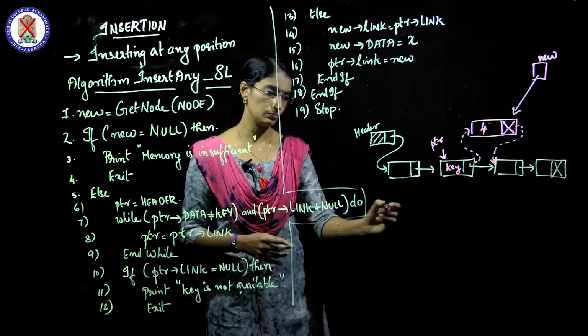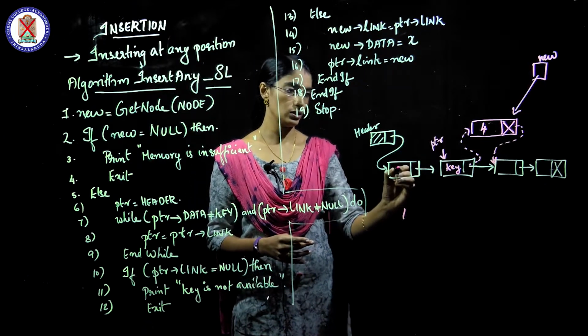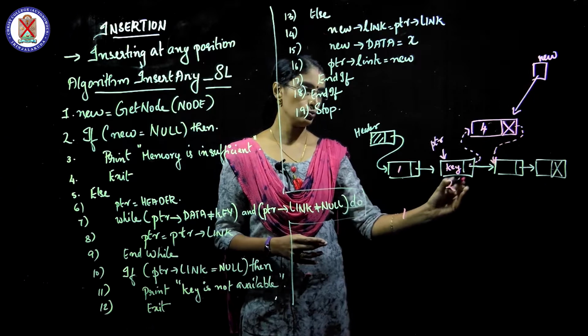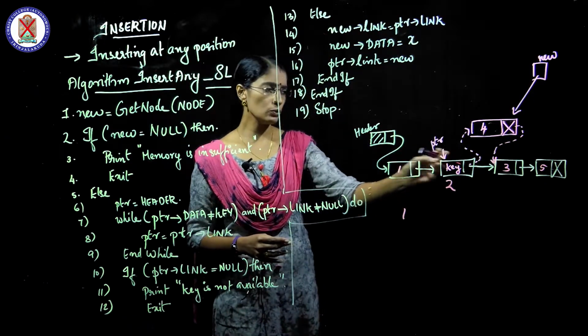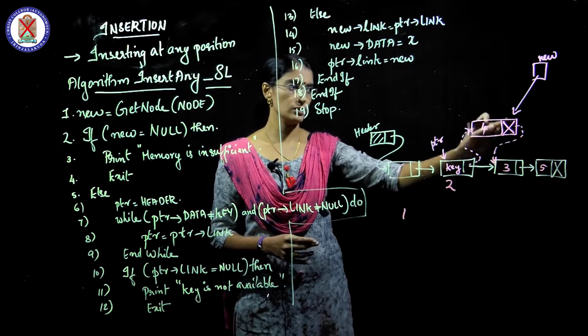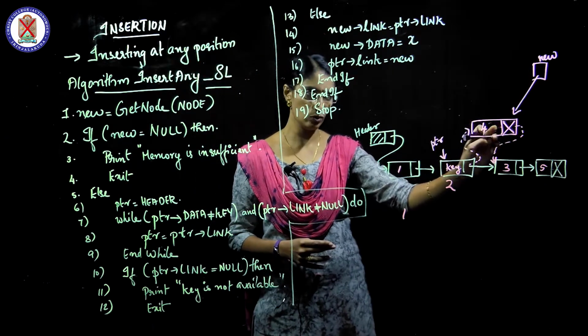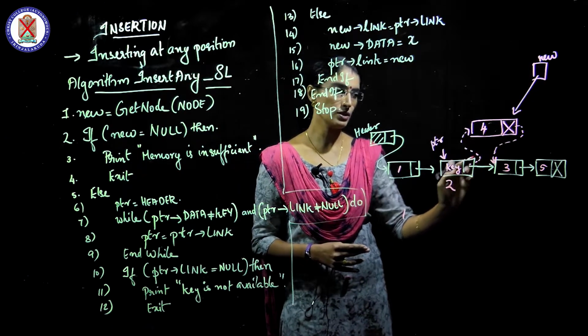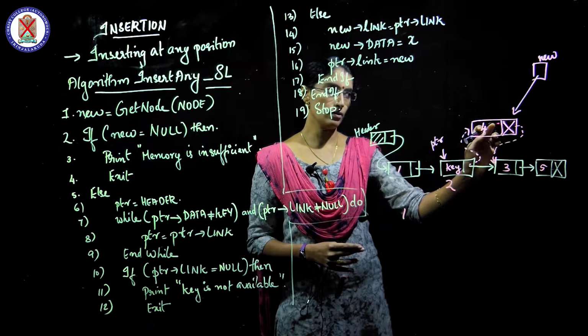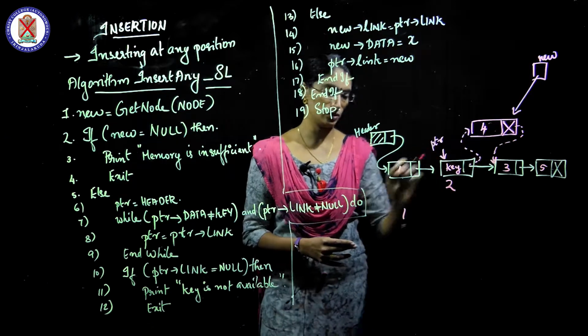Suppose you have an already existing linked list with the values 1, 2, 3, 5. I'm going to insert a new node which is going to have the data 4 after the key 2. So the position will be between 2 and 3. The new node will have the position, right?